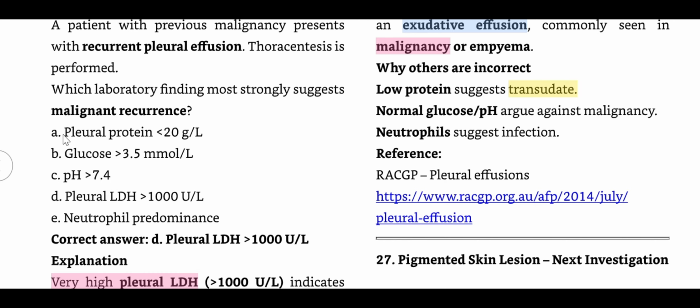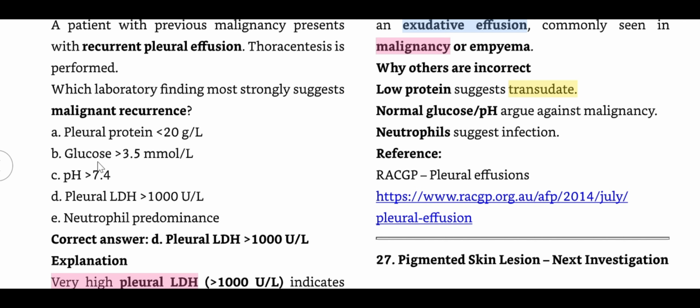and the pleural protein should not be low, as low pleural protein is indicative of transudate, not exudate. Exudative effusion is indicative of either malignancy or empyema. So pleural protein shouldn't be low.